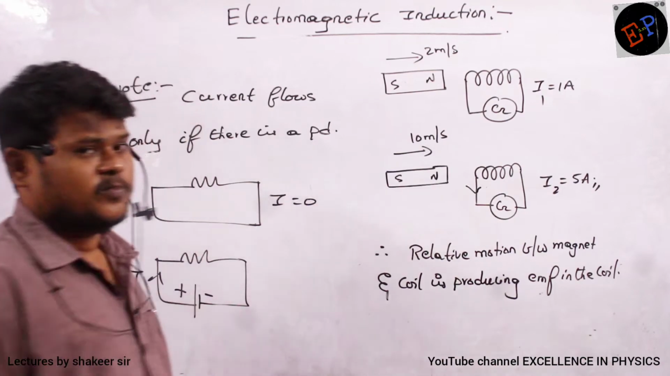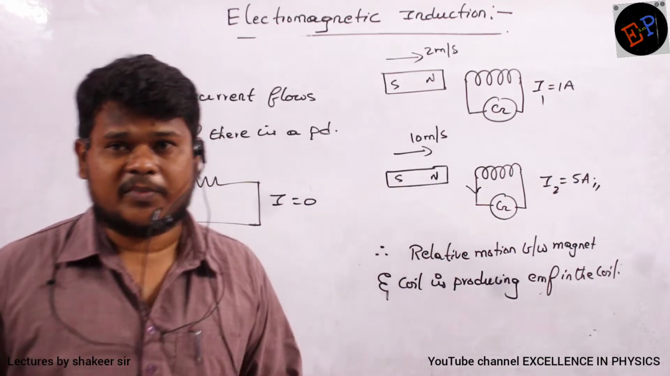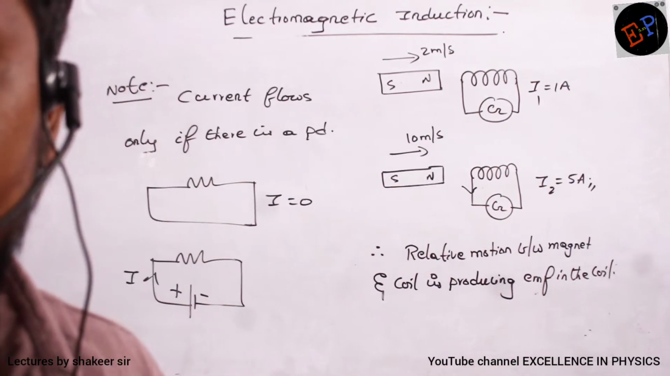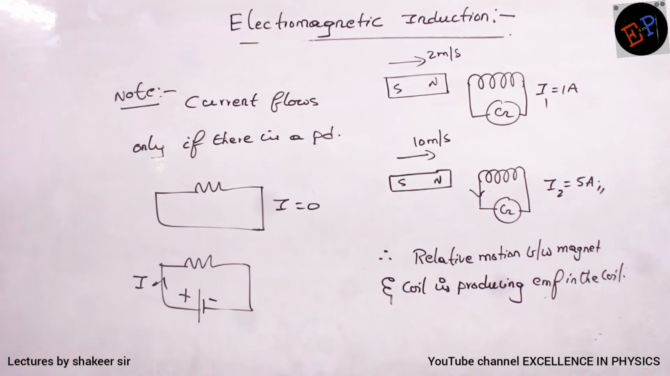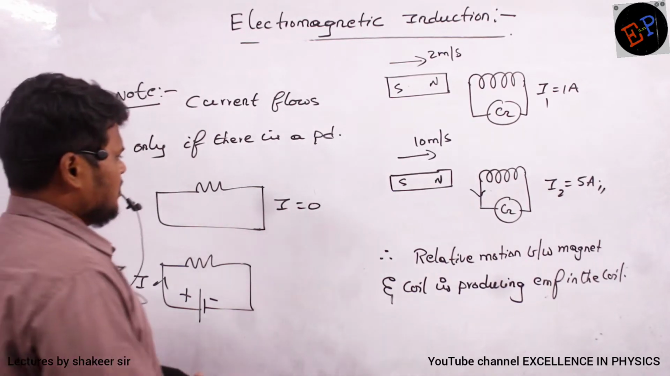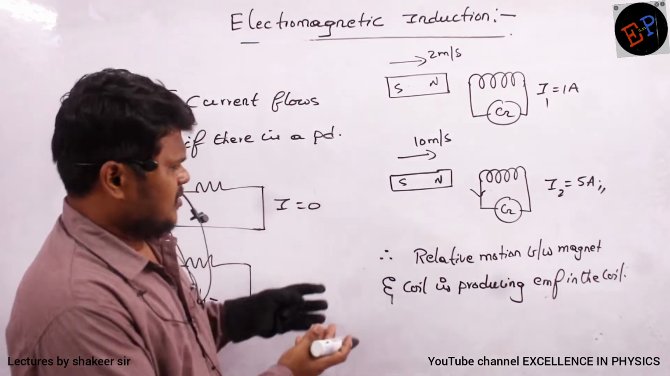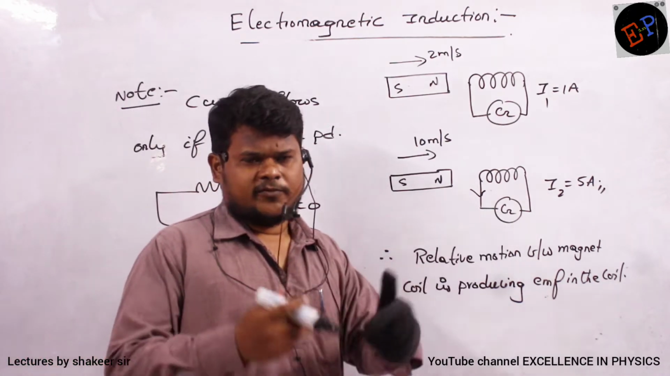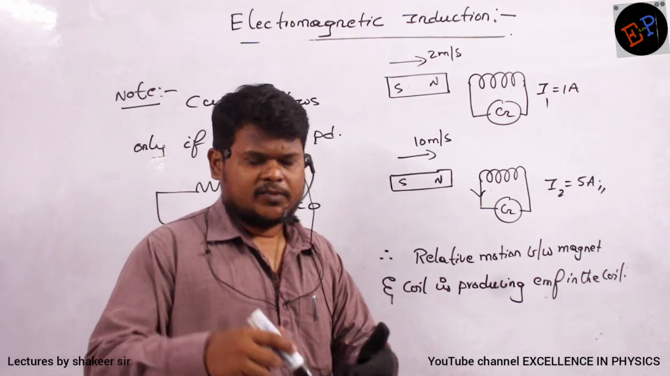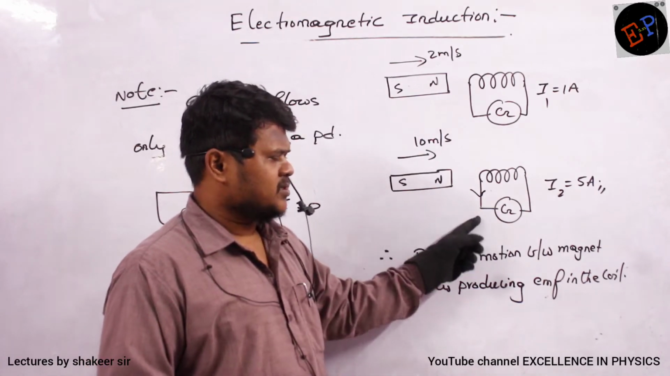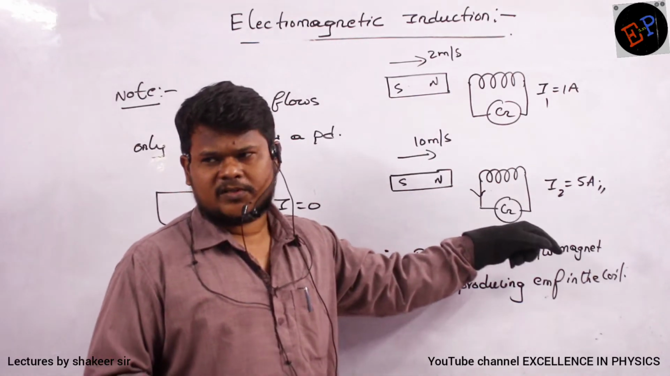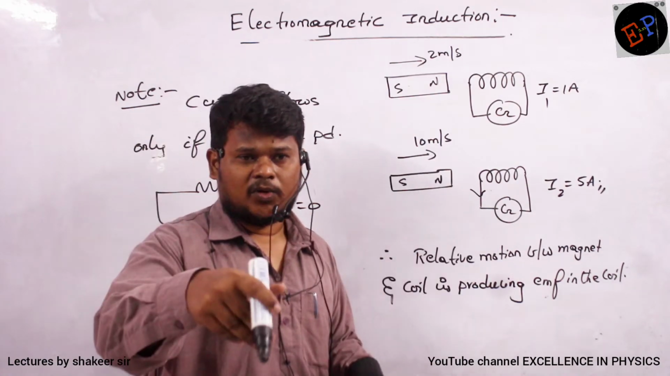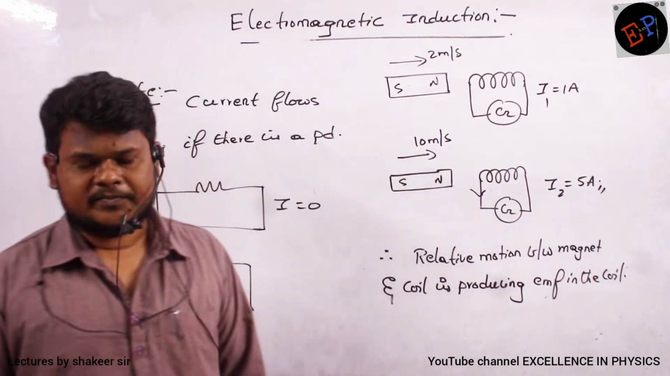So a source of potential difference has developed in the coil. Clear? Understood what is happening? So therefore, you can say it is as if a battery is connected in this coil. If you place a battery, current starts flowing. So you can assume this coil as if some battery has been induced in this coil. Okay, if there is a battery, then current will flow. Are you able to understand?